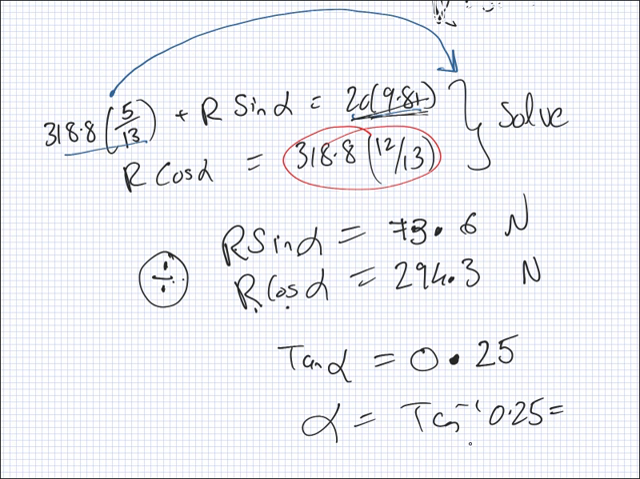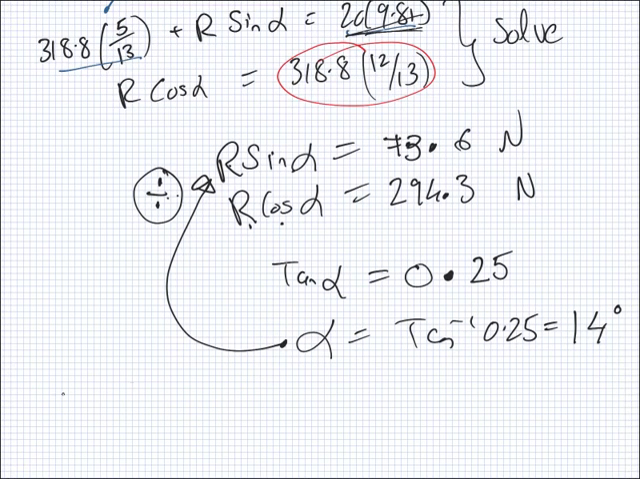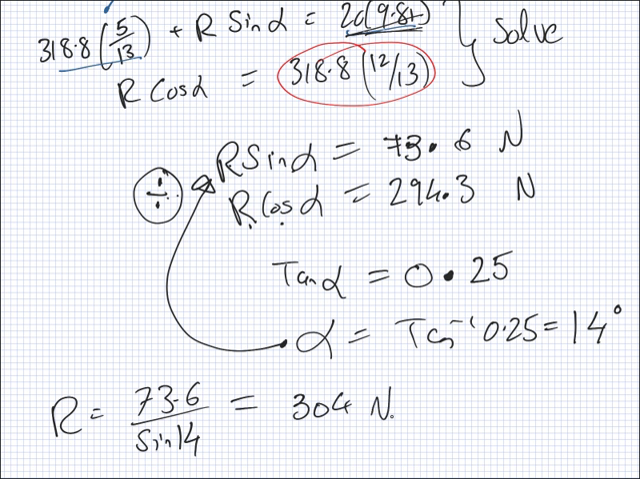Okay, so what do we get for alpha? Shift, 14. Okay. And then lastly, you take this and you put it back in here to get the R. So R equals 73.6 over sine 14. That must be 304.2. What is it? 304.2. Yeah.